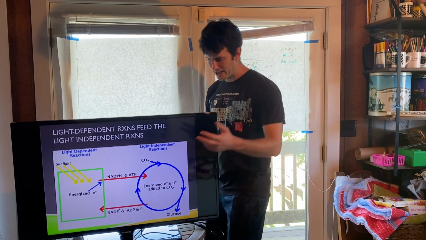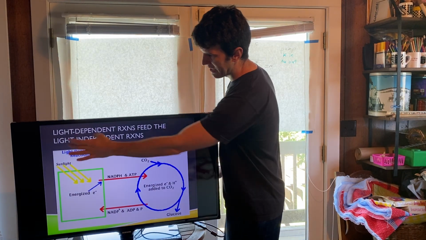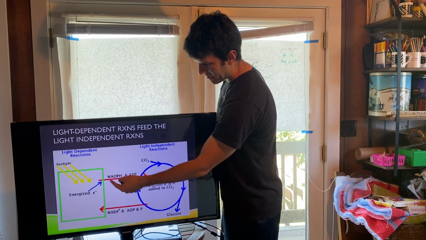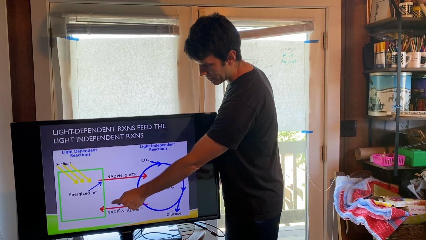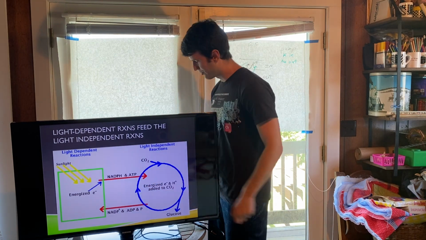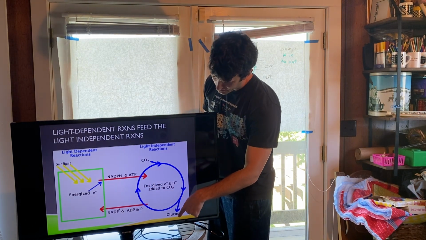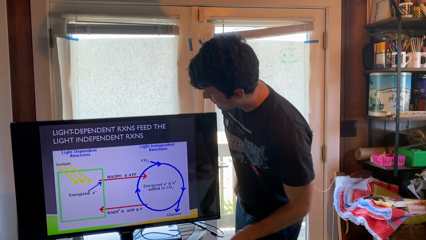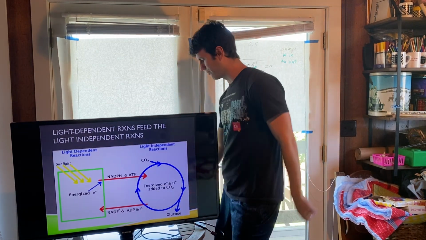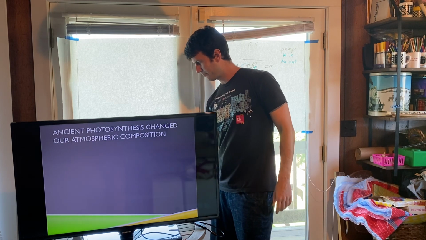Okay, so just showing how these two interplay. Light dependent first, make the energy carriers. Light independent second, use the energy carriers and make a bunch of glucose. This is what we're after. We also make some oxygen. Is that missing? Yeah, oxygen is also released when you split water at the beginning.